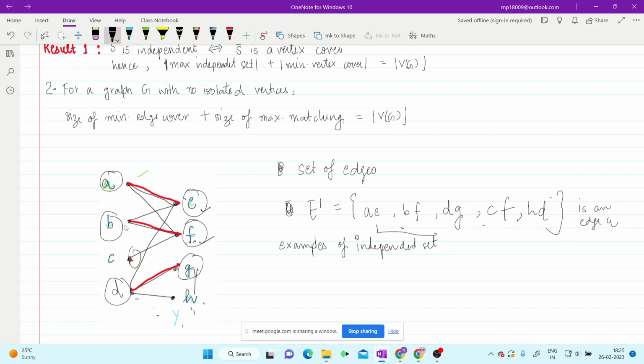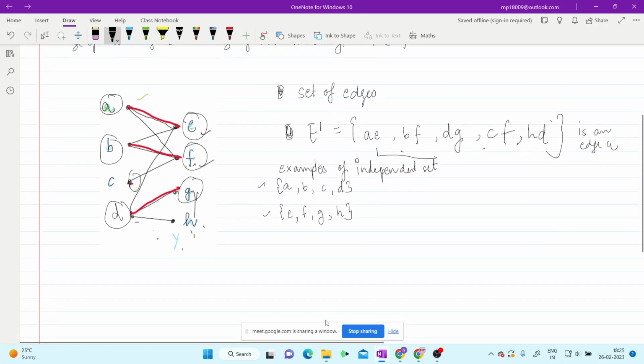So this graph is bipartite. You see these bipartitions are always independent, right? Because by definition. So A, B, C, D and E, F, G, H are independent sets. Now basically this was a bipartite example.